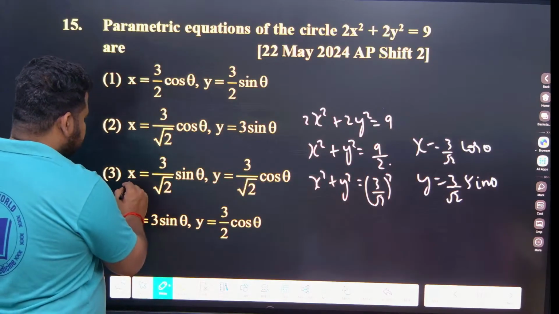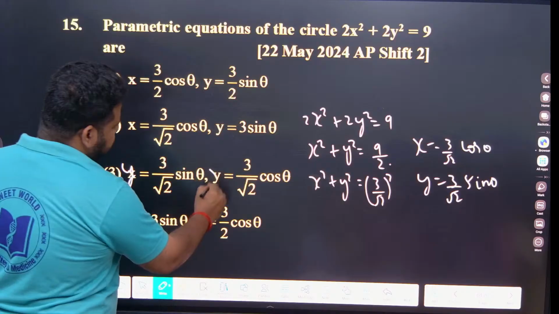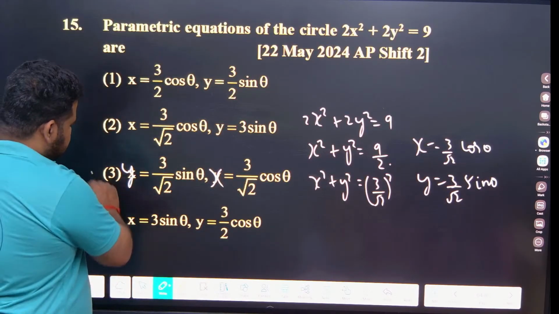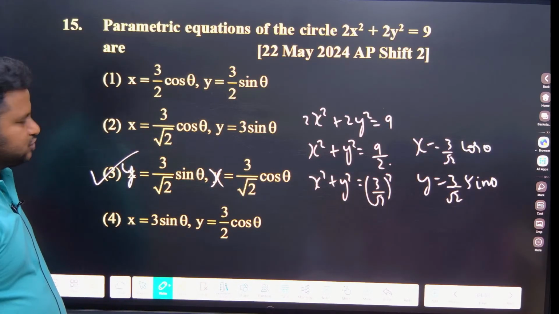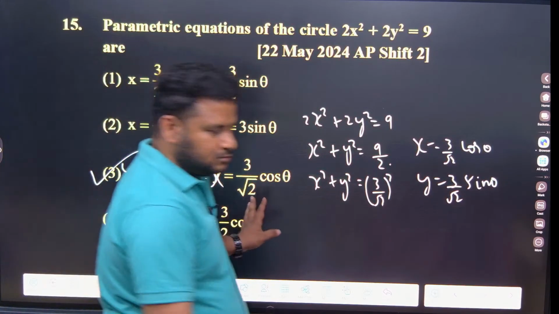So this should be y, this should be x. Correct? Third option. Okay, other than that it's fine. Third option, got it?